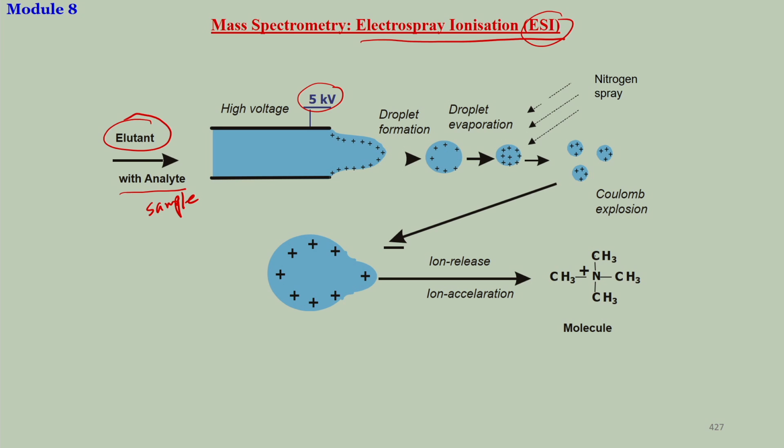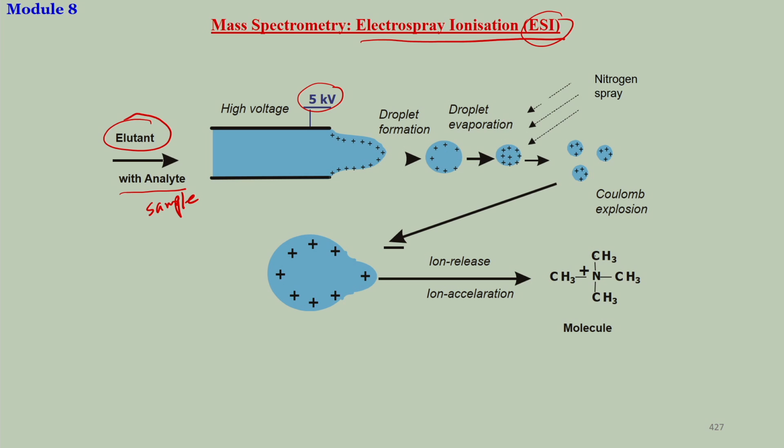So, when you apply a plus voltage, you basically make your molecules positively charged, and then it will move slowly and form a droplet. The droplet contains the solvent as well as your molecules that are positively charged. So, this is basically electrospray, because you are making a positive charge by spraying electrons, by applying the voltage.